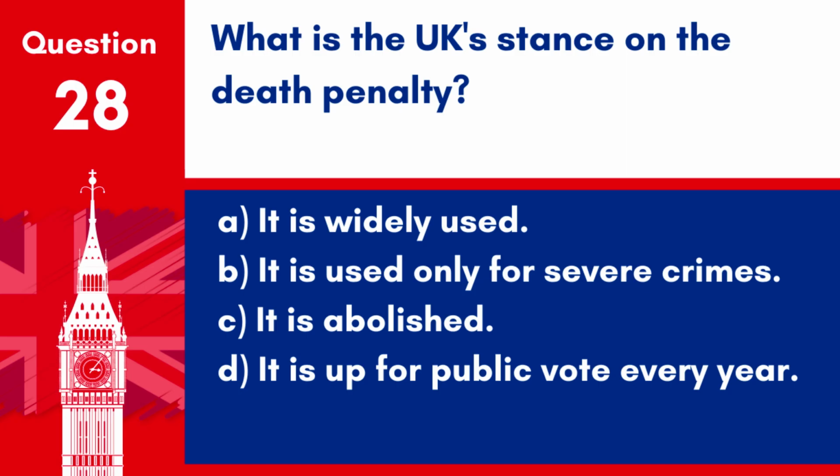Question 28. What is the UK's stance on the death penalty? A. It is widely used. B. It is used only for severe crimes. C. It is abolished. D. It is up for public vote every year. Answer C. It is abolished. The death penalty has been completely abolished in the UK.